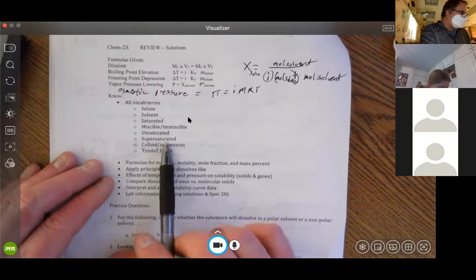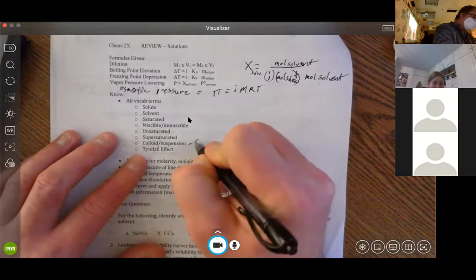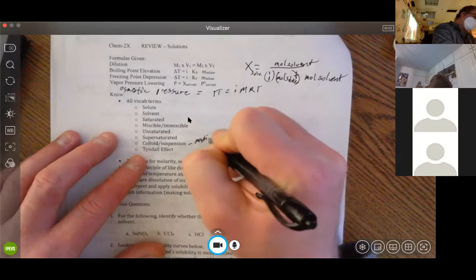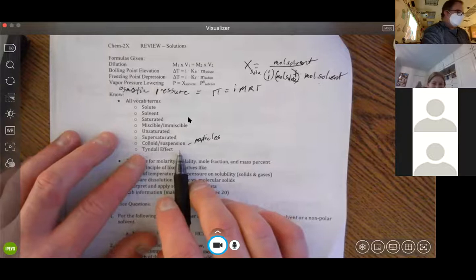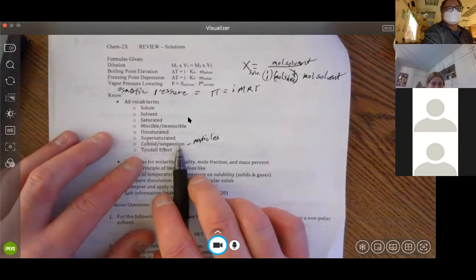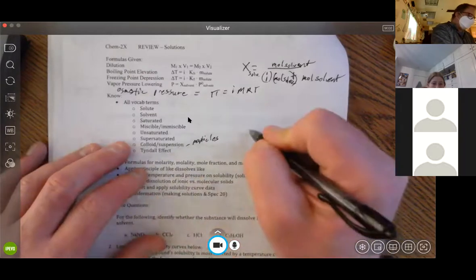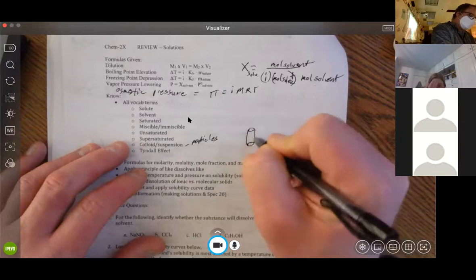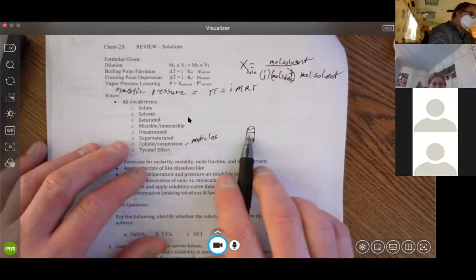Vocabulary: miscible, immiscible, unsaturated, supersaturated, colloid, suspension. Suspension, the particles settle. This is a mixture where the particles settle. We talked about this more in the summer packet, but this would be like chocolate milk. If you let Hershey's chocolate milk sit for 10 minutes, you come back to a glass where the chocolate is down here in the bottom and the rest is the milk. So that's what happens during a suspension. The particles settle down to the bottom.